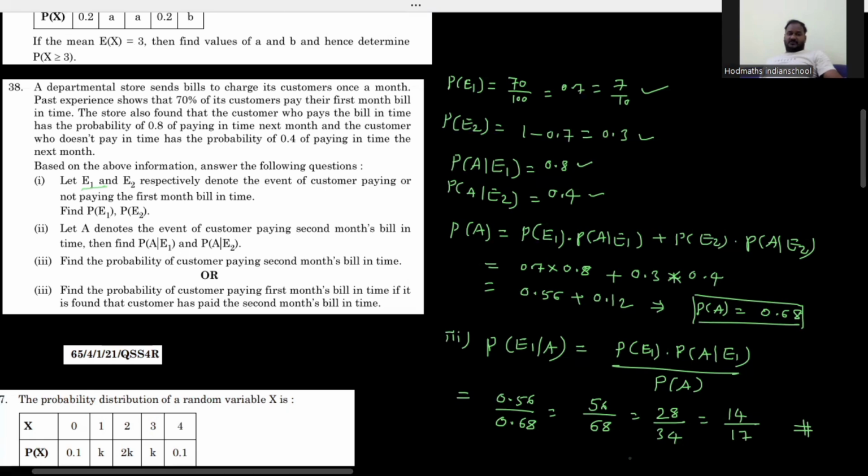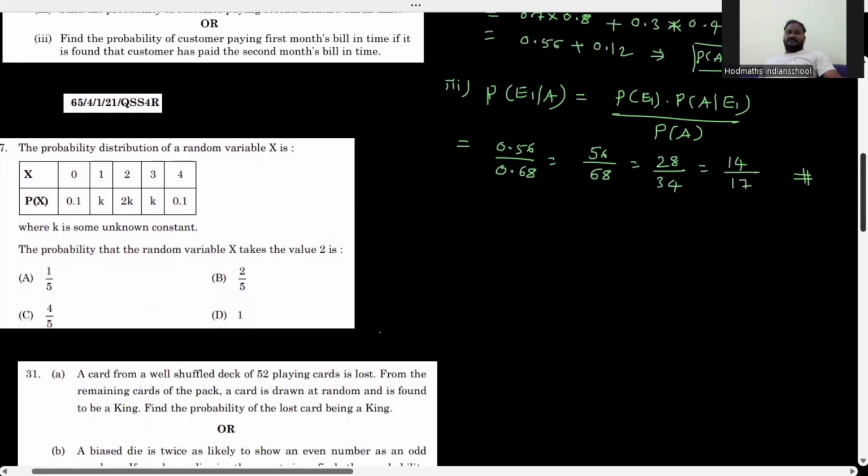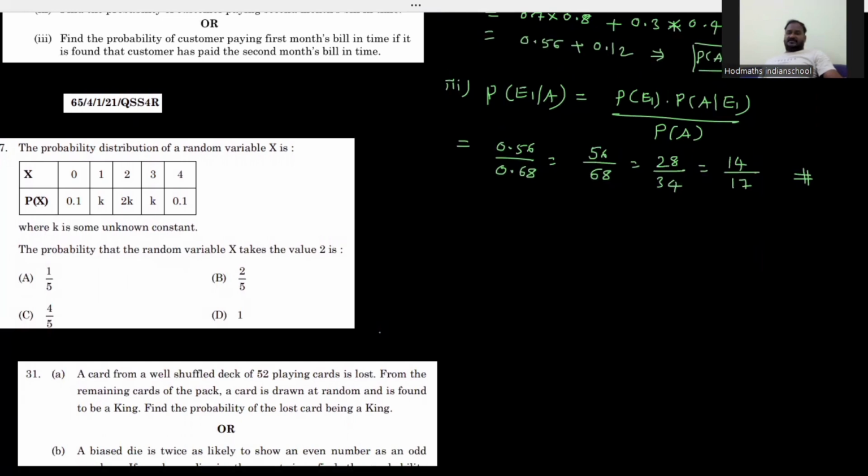So this way we can answer the 65 of 5 of 1 questions easily. I think almost all the questions are pretty easy. Coming to the next paper, that is 65 of 4 of 1. In this particular paper, we come across some problems which are comparatively easier, because probability distribution problems are always there, where k is some unknown constant.